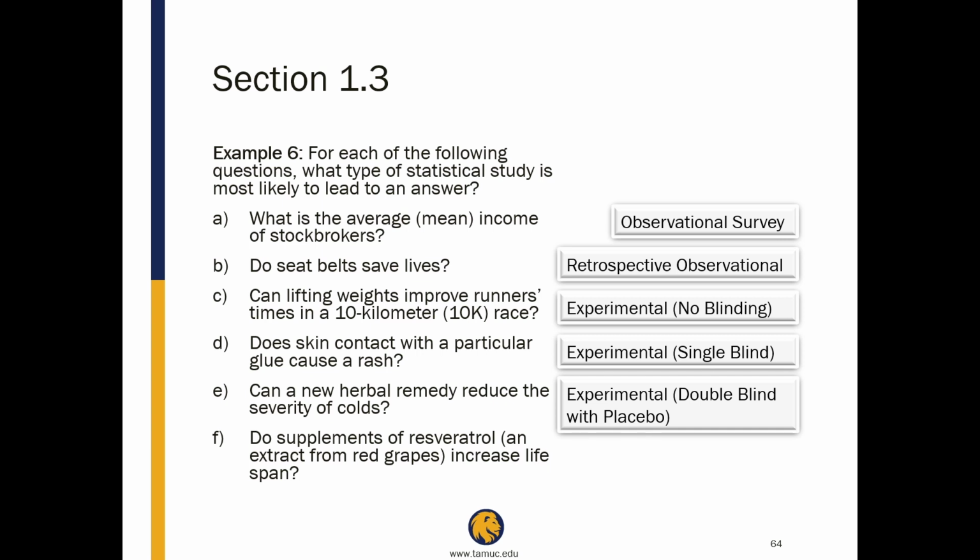And then the last one says supplements of this particular extract from red grapes, does it increase lifespan? This would be more of an experiment because people would have to take it, but I put it as a prospective experiment. Prospective being it has to look toward the future, so they're not going to be able to measure increased lifespan without waiting a long time, and so they'd have to call that a prospective experiment.